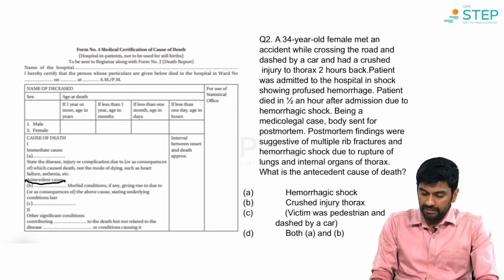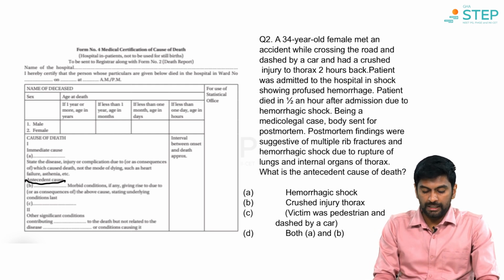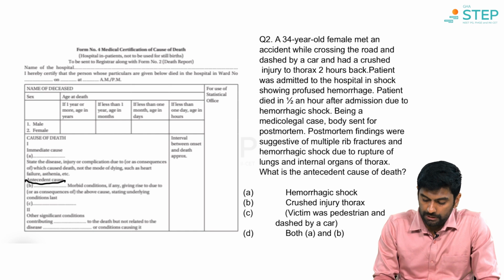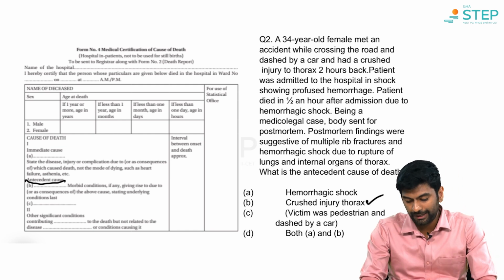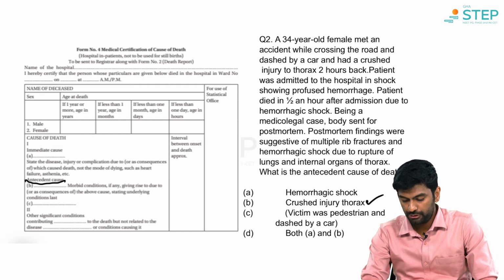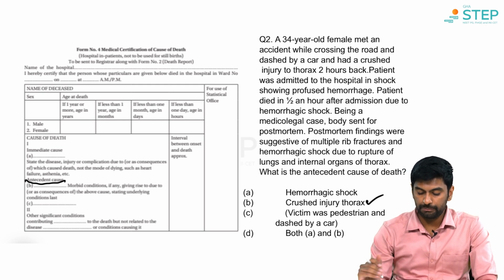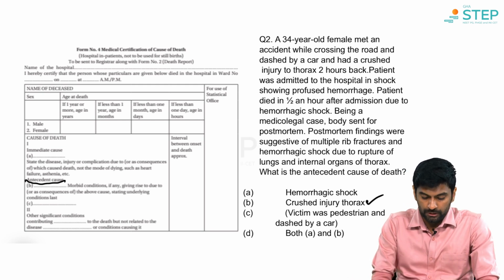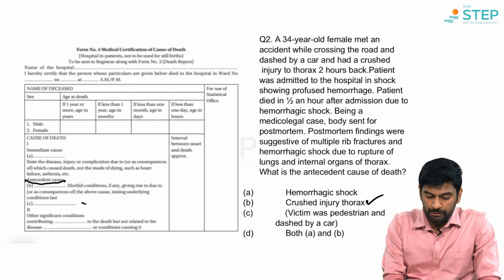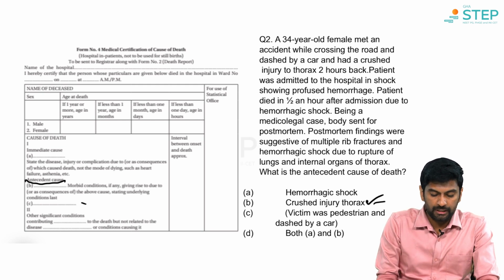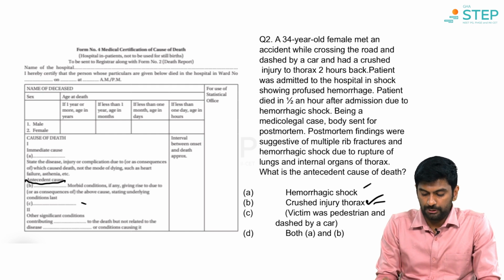So among all of this, the option that is the antecedent cause will be the crushed injury to the thorax, following which there would be a hemorrhagic shock. So this is the correct option. So a victim was a pedestrian dashed by a car, which is point number C here. B would be the antecedent cause, which is crushed injury to the thorax, and option A, which is the immediate cause, would be the hemorrhagic shock.